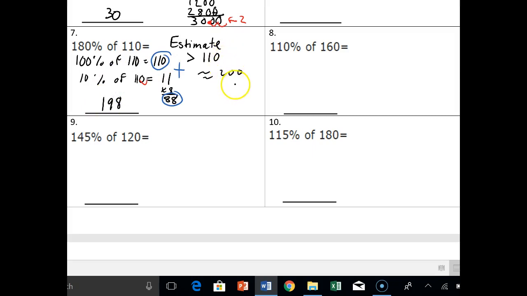So let's prove it mathematically. So let's do the 110% times, now here's the key thing. 180% as a decimal is 1.80. It's not 0.180, it's 1.80.